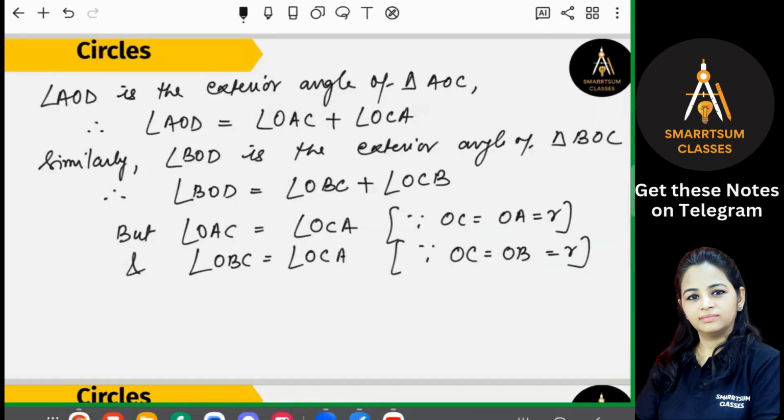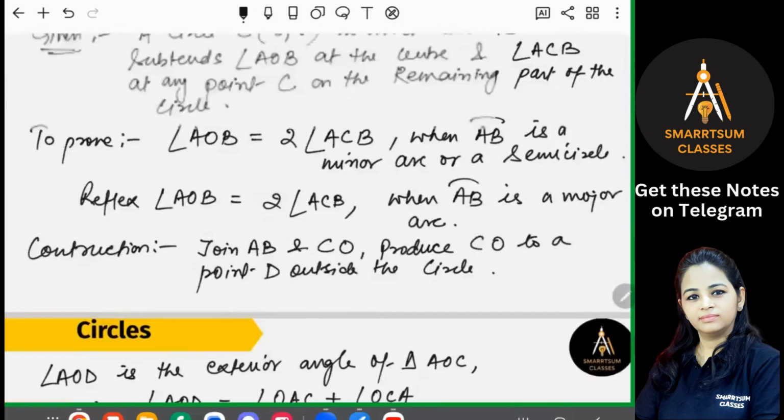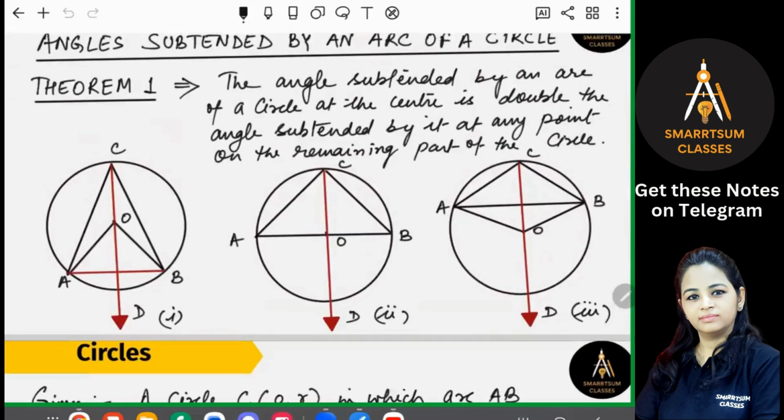Okay. So angle OAC is equal to OCA, since OC and OA are equal, radius equal to the radius. Similarly, OBC is equal to OCB, since OC and OB are equal to R. Getting that? OC and OB are equal, both are radii. So this angle and this angle will be equal to each other, right? So these are two isosceles triangles, right?